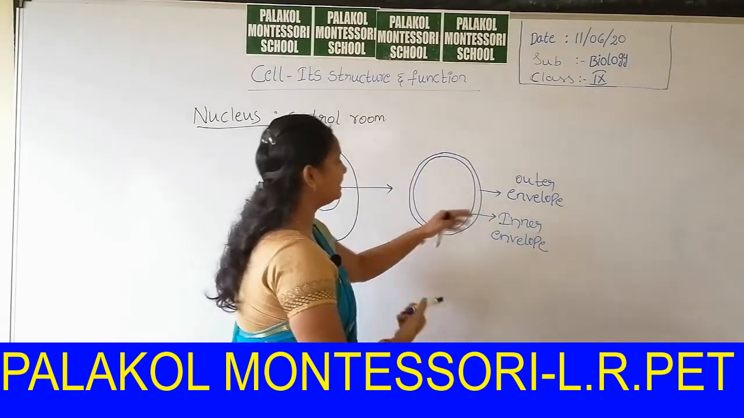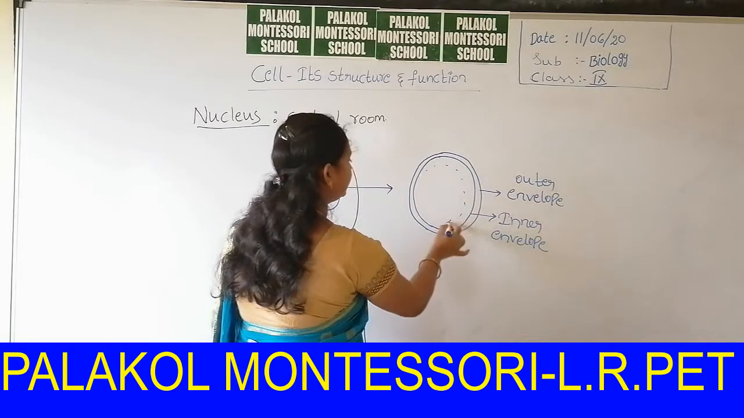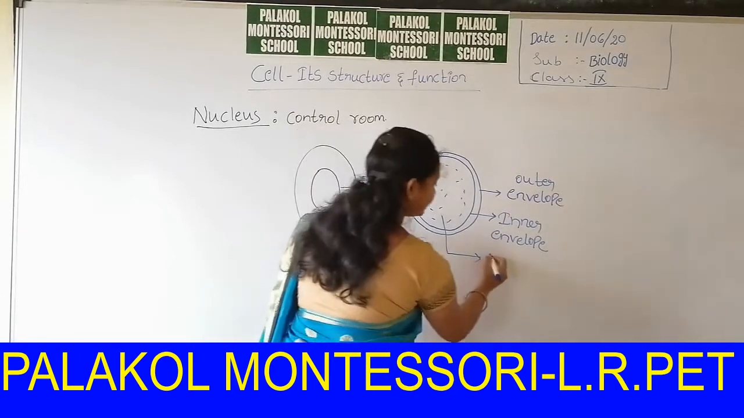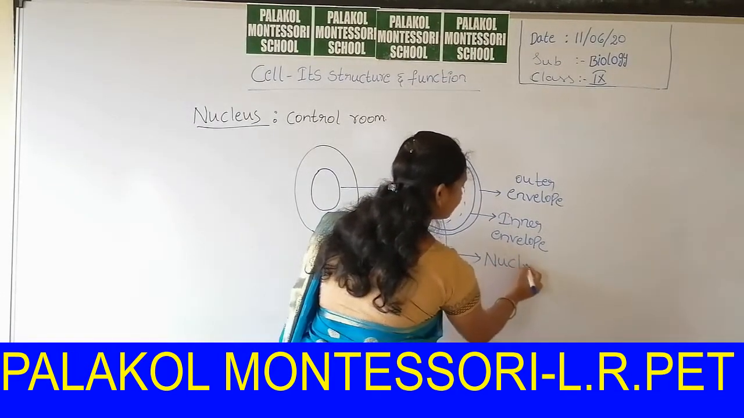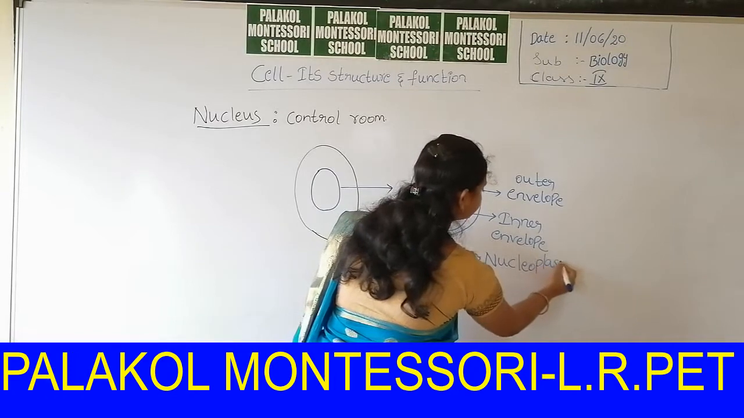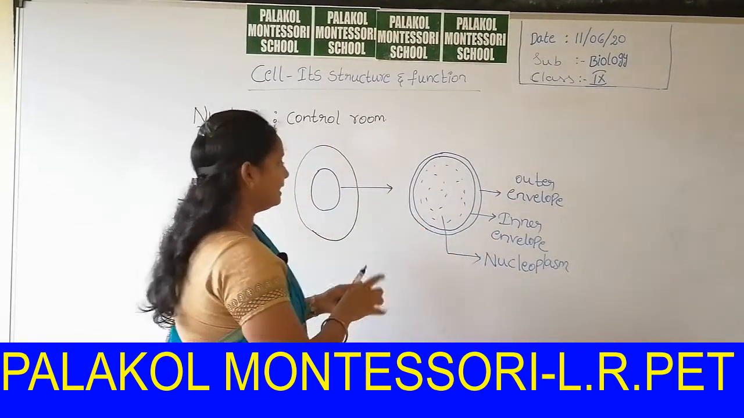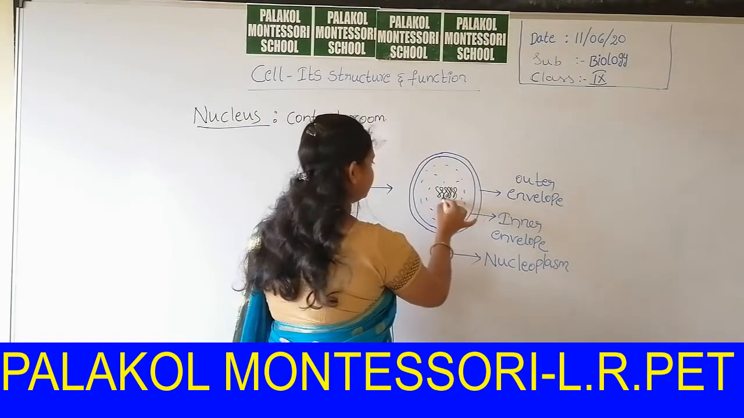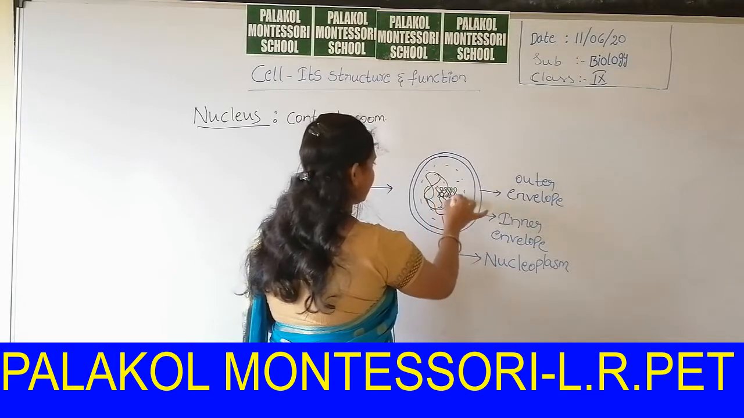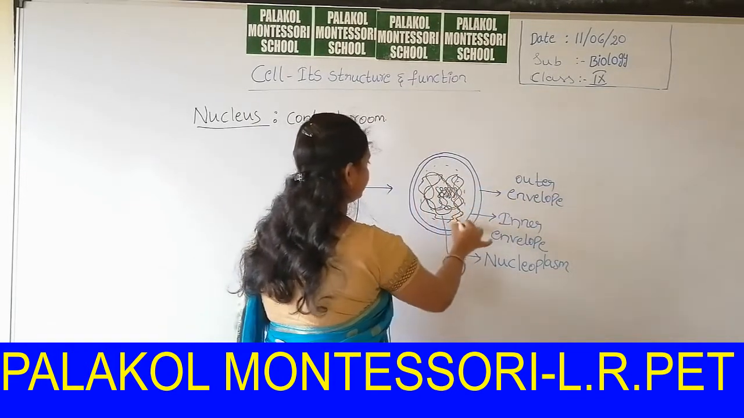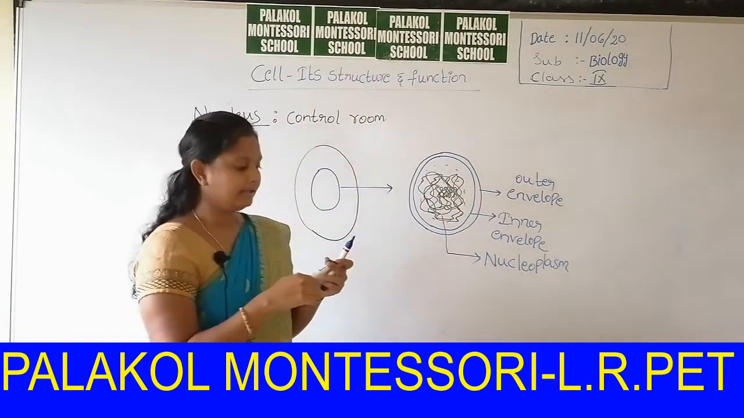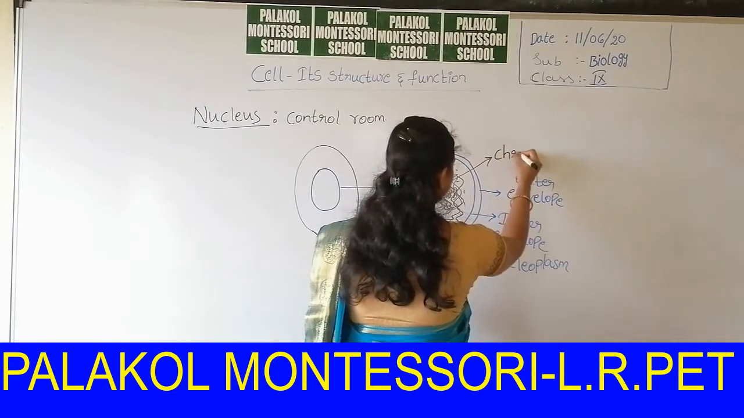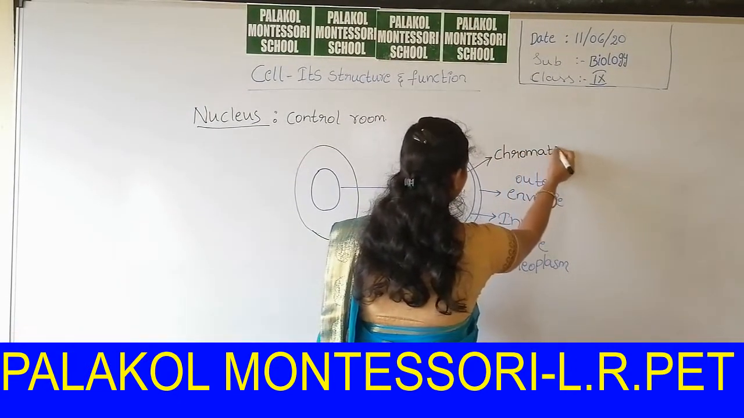Okay, inside the inner envelope, there is a fluid present. This fluid is called nucleoplasm. Okay, inside the nucleoplasm, the genetic material is present. This genetic material is named chromatin.